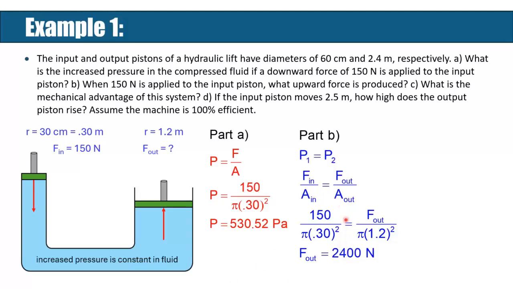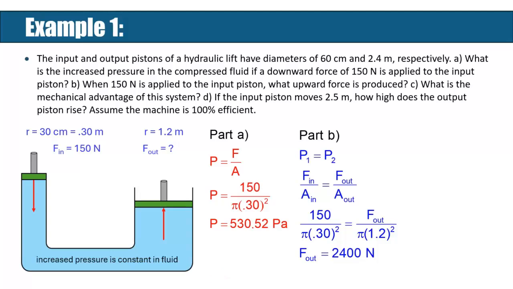So if I push down with 150 newtons over this circular area of pi r squared, I am going to create an output force, I called it F out, over pi r squared. And the radius over here is 1.2. And I find out that the output force is 2,400 newtons.